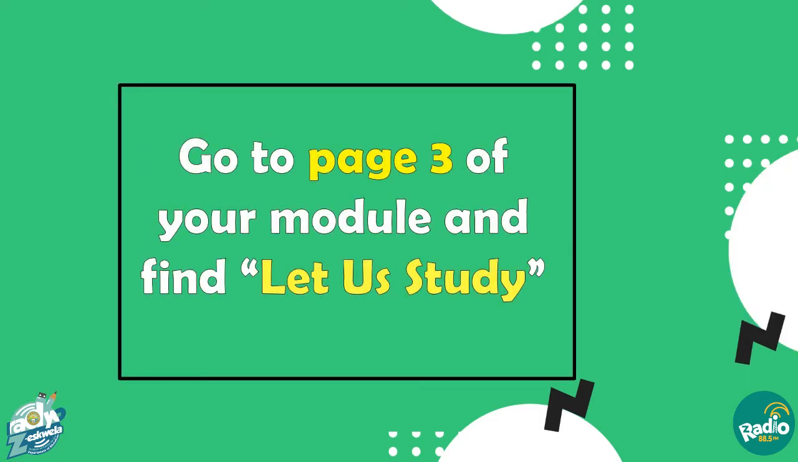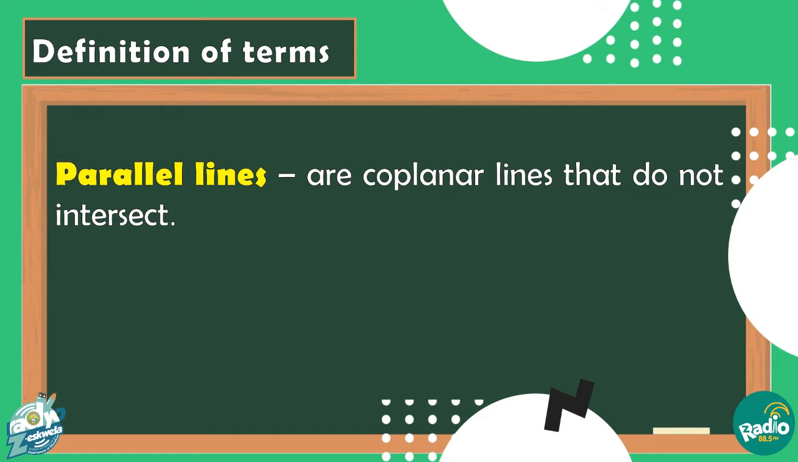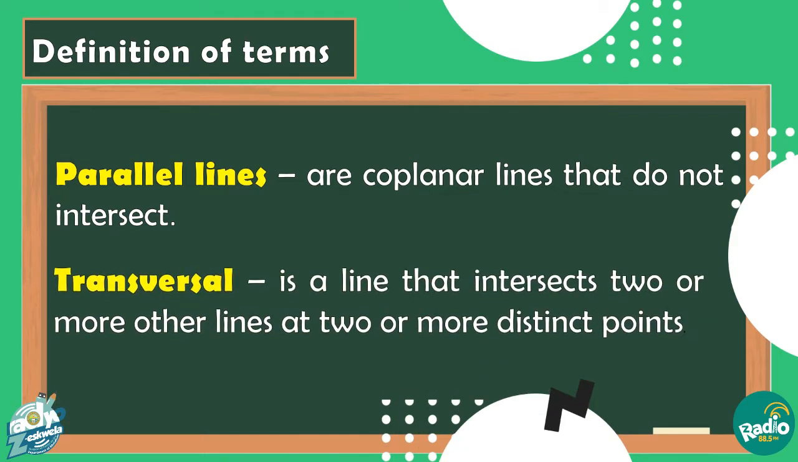Please go to page 3 of your module and find Let Us Study. Are you now on page 3? Great! As defined in your module, parallel lines are coplanar lines that do not intersect. Take note of the words, do not intersect. While a transversal is a line that intersects two or more other lines at two or more distinct points.